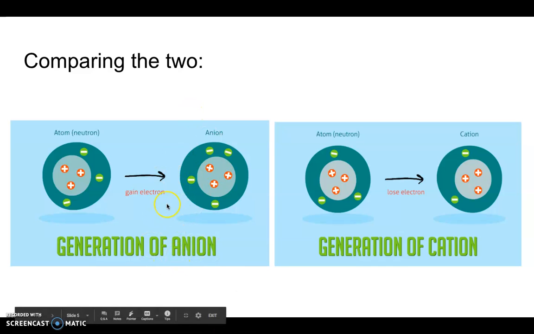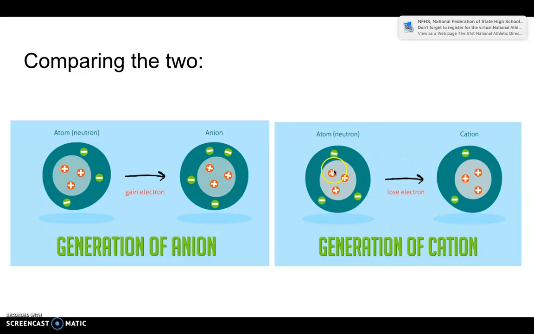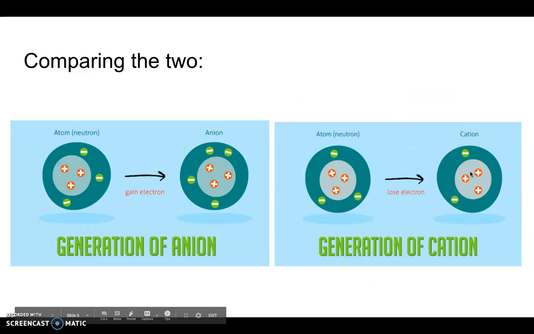So here I have my anion, my negatively charged ion, and you can see over here I have the same number of protons as I do electrons, so it's neutral. But if I gain an electron, well now I have one more negative force than I do positive forces, so I'm going to have an overall minus 1 charge. That's an anion. Versus over here, I have a cation. So same thing, I have a neutral atom. So I have 3 positive forces, 3 protons. I have 3 negative forces, 3 electrons. If I lose one of those electrons, now I have 3 protons, but only 2 electrons. So I'm going to have a plus 1 charge because I have 1 more proton than I do electrons. So anions are negatively charged, cations are positively charged.